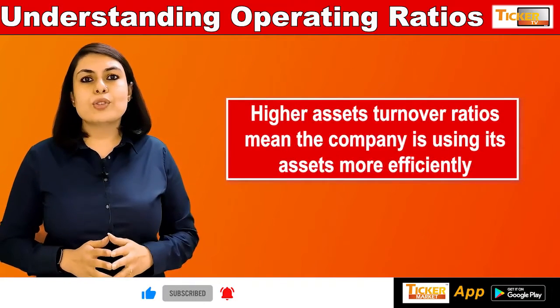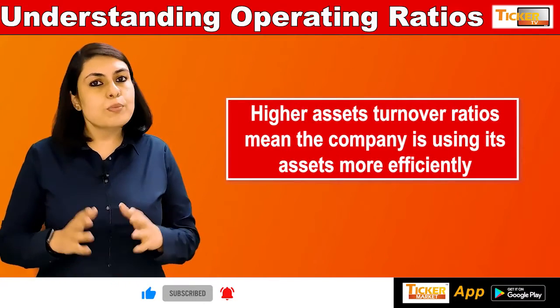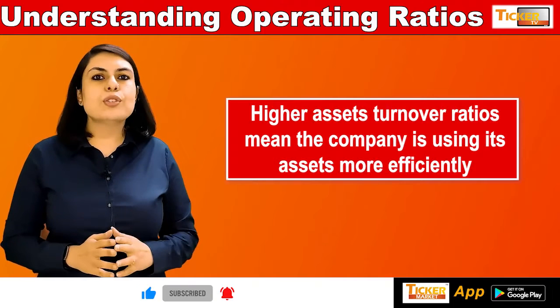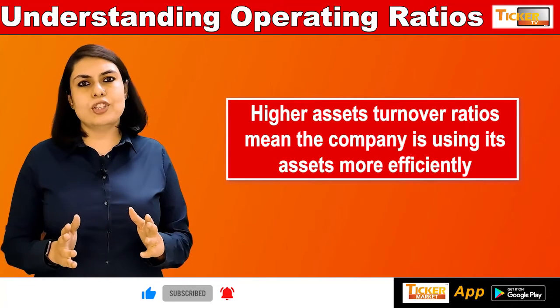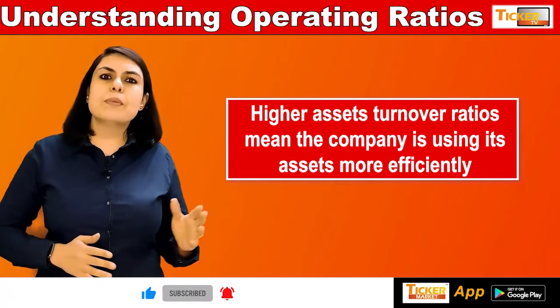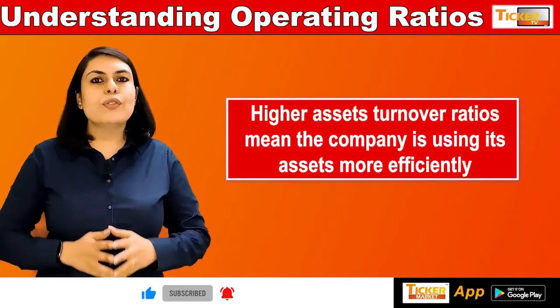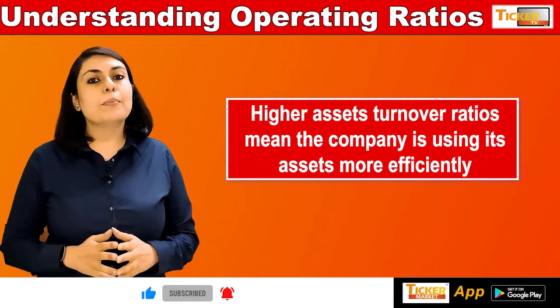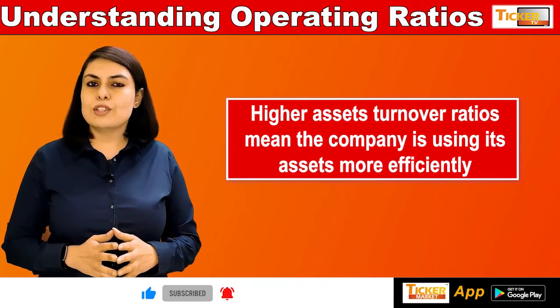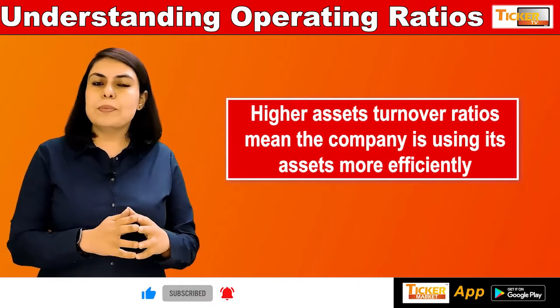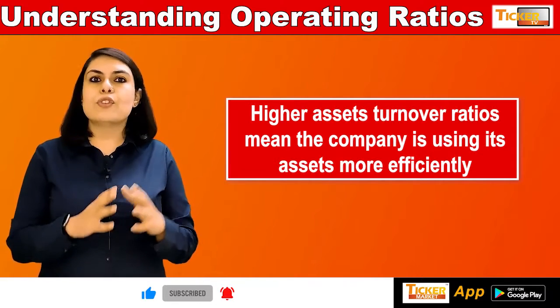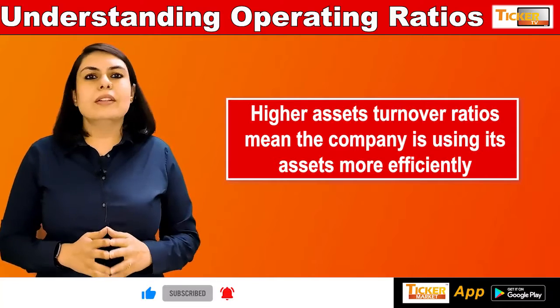And the following formula can be used for calculating this ratio. Higher asset turnover ratios mean the company is using its assets more efficiently. Lower ratios mean that the company isn't using them efficiently and most likely has some management or production problems. For example, a ratio of 1 means that the net sales of the company equals the average total assets for the year. In other words, the company is generating rupee 1 of sales for every rupee invested in the assets.